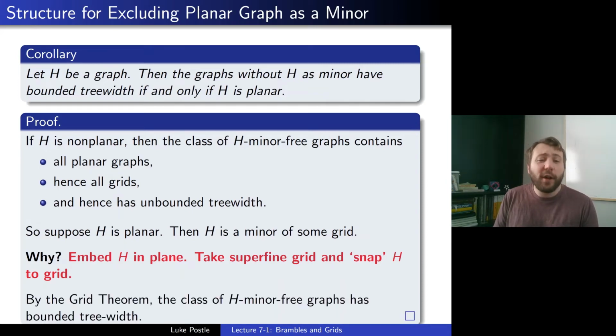And why is that good? Well, by the grid theorem, if you exclude a grid as a minor, then you get bounded tree width. So thus, we get that the class of H minor free graphs has bounded tree width as well. And that concludes our corollary.